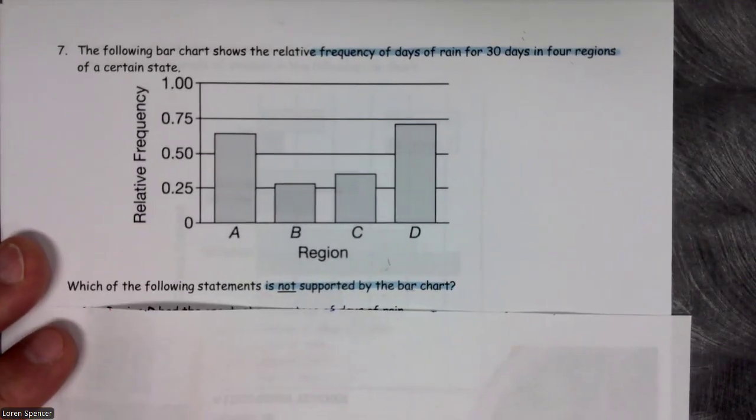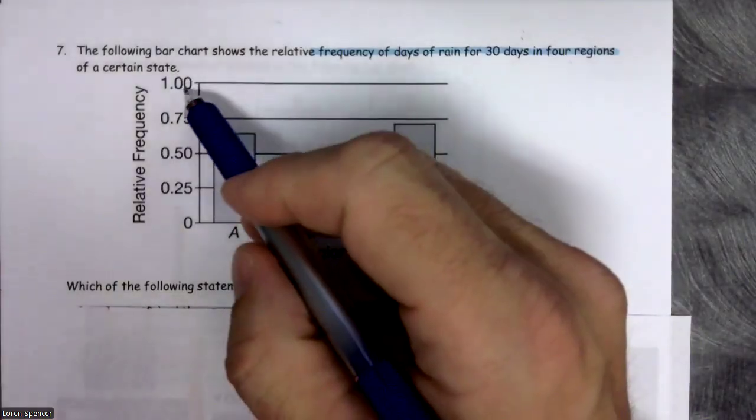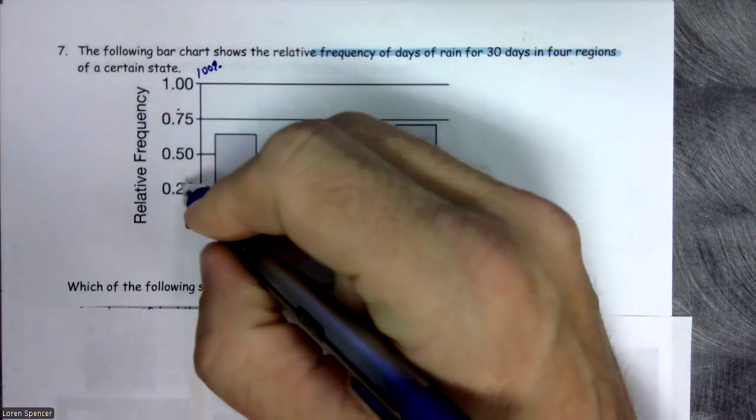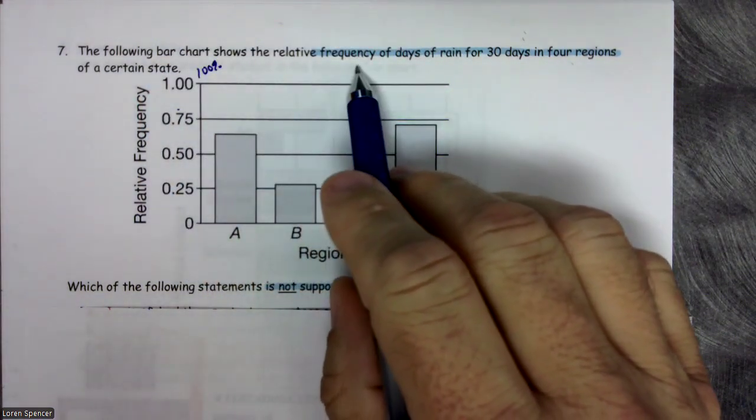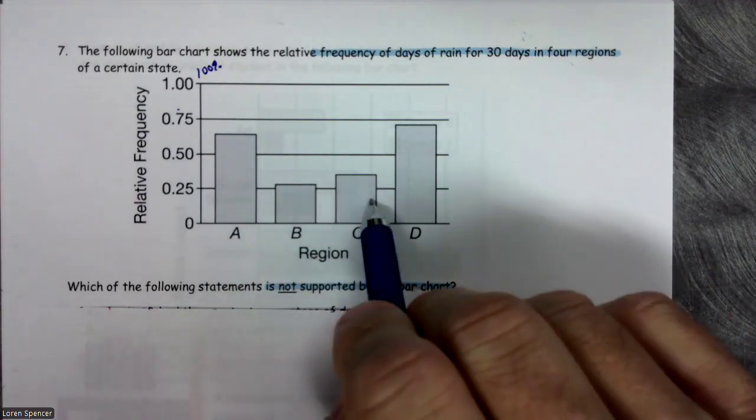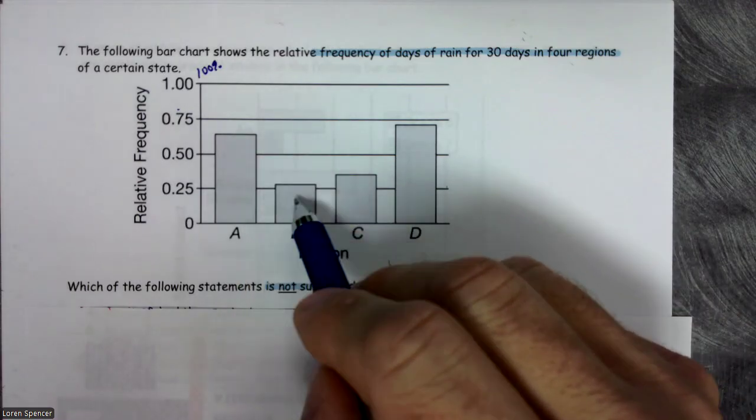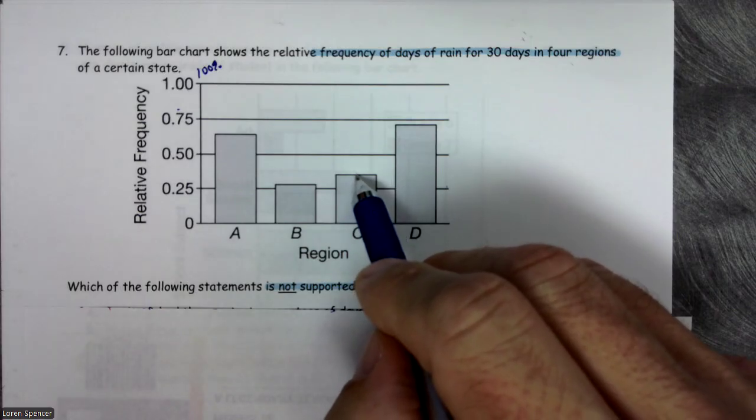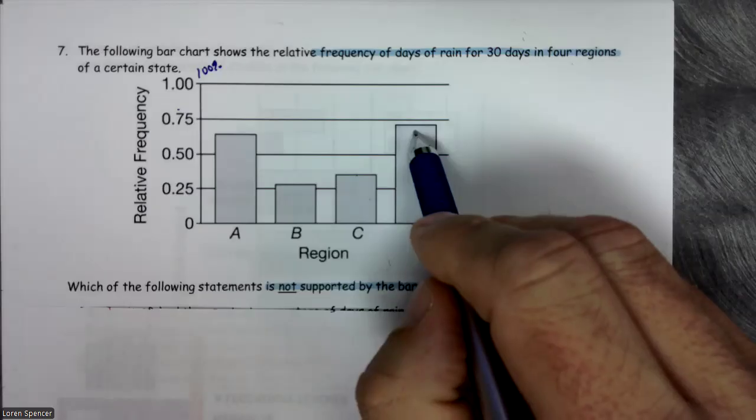All right, moving on. Number 7. The following bar chart shows the relative frequency. So once again, we're dealing with percents. And this would be 100%, 75%, 50%, 25%, 0. Frequency of days of rain for 30 days in 4 regions. So we have 4 regions, A, B, C, and D. This has about 60%. This one has about 27%. I don't know, call it 30%, and call this about 73%.